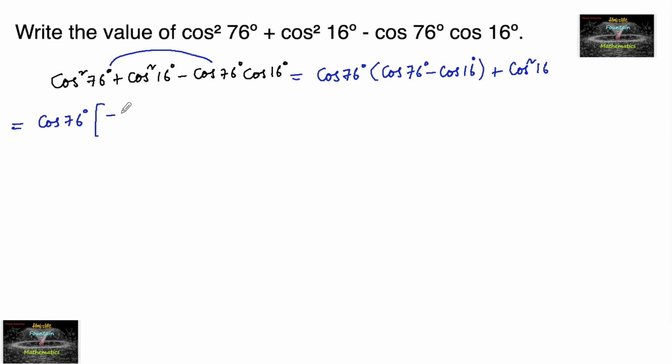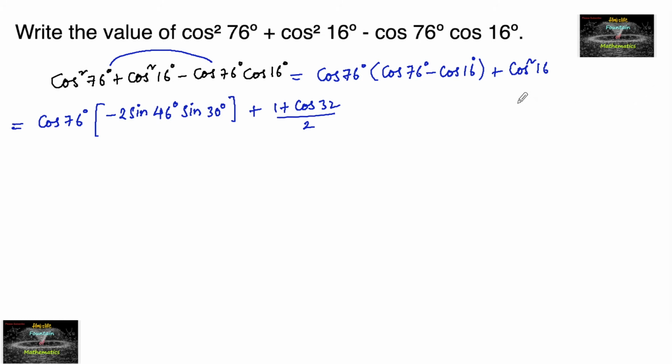So that is minus 2 sin (C plus D) by 2, that is 76 plus 16 is 92 upon 2, that's 46 degrees, and sin (76 minus 16)/2, that is 60 upon 2 is 30 degrees, plus for cos square we had the formula (1 plus cos 2a), 2 into 16, that is 32, divided by 2.